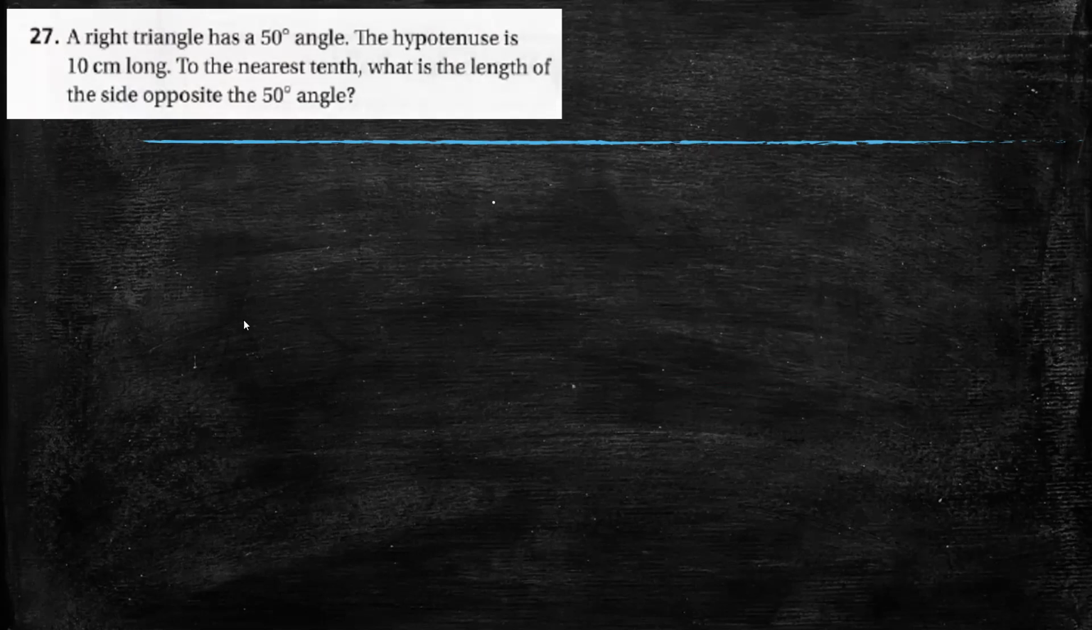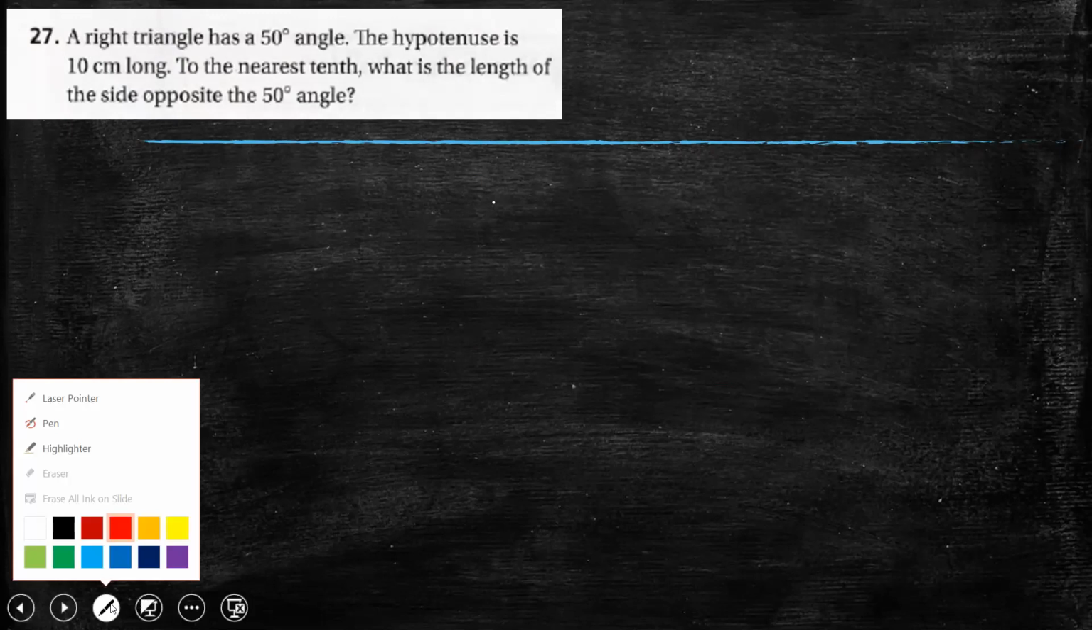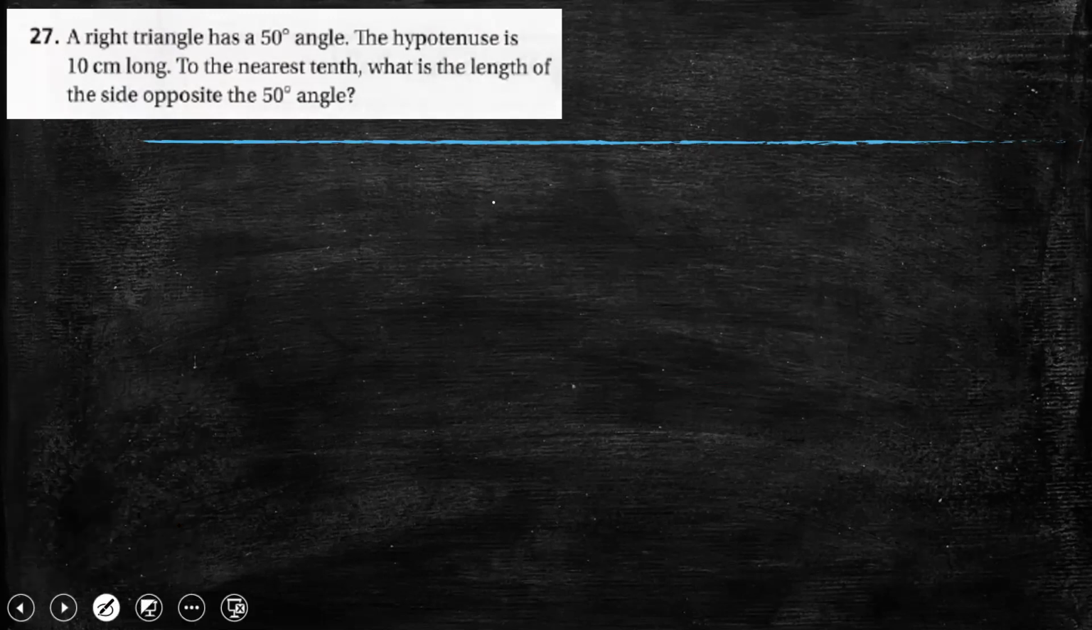Now, let's solve these questions here. A right triangle has a 50 degree angle. The hypotenuse is 10 centimeters, to the nearest tenth. What is the length of the side opposite to the 50-degree angle?